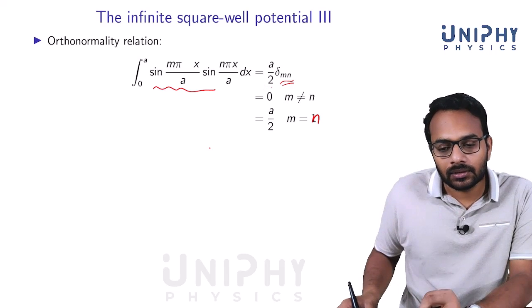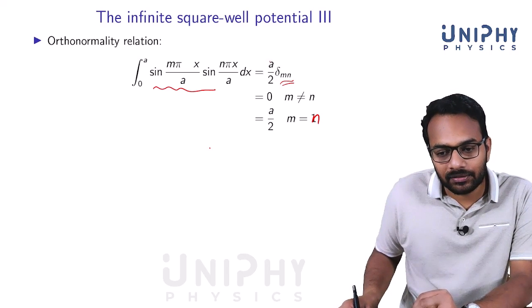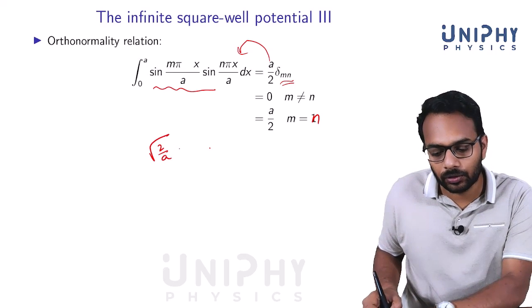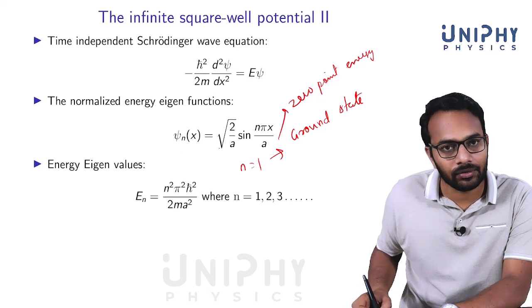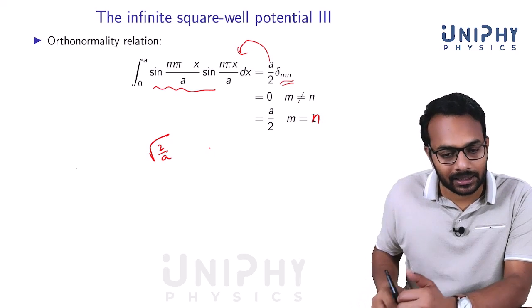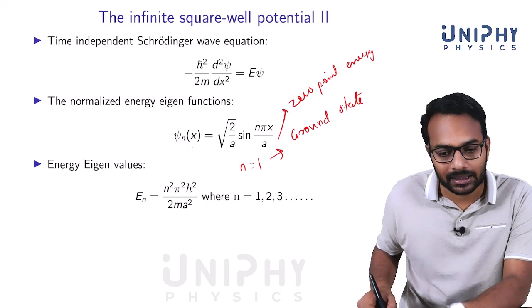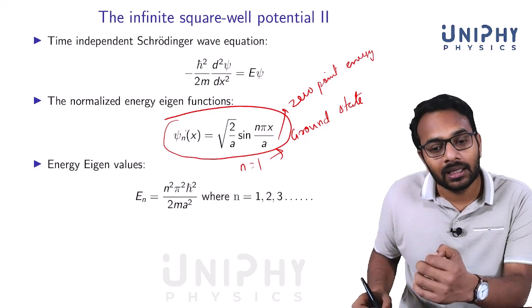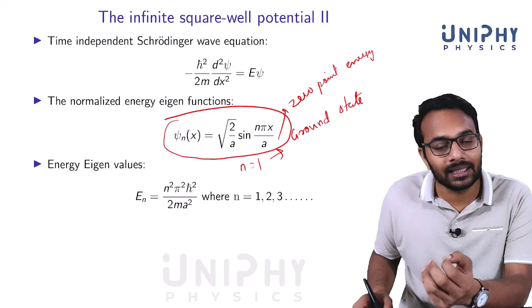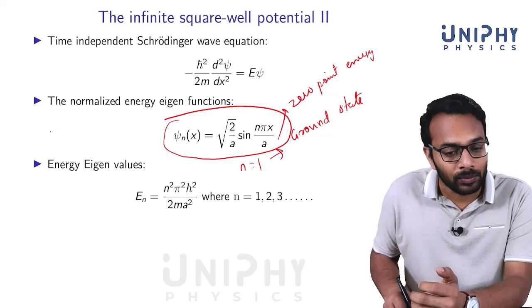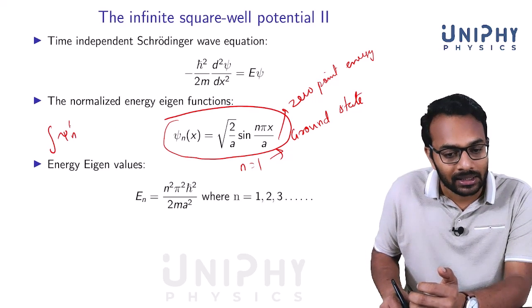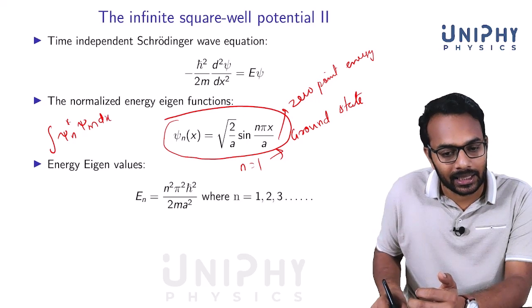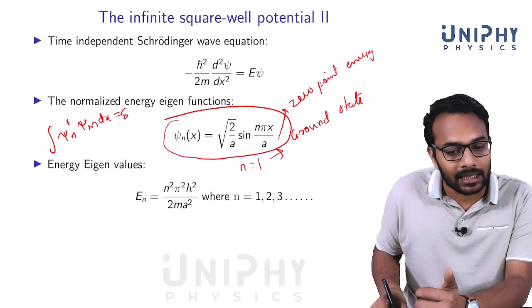This says that we can normalize this wave function, and the normalization factor turns out to be square root of 2 by a. That's exactly what we have here. This is something that you can remember: these are normalized wave functions. These are orthonormal energy eigenfunctions, which means that you always have the integral of psi n star psi m dx equal to delta nm.